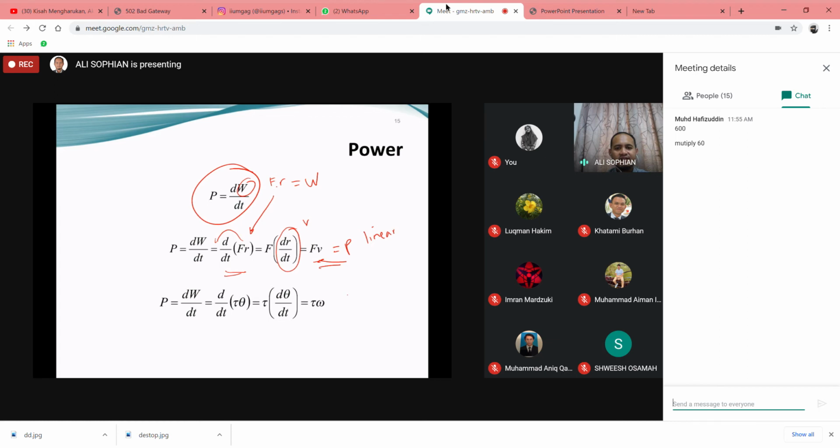The one for rotational is the one below here. It's very similar. If you follow it step by step, the analogy of force in rotational motion is torque, and for speed we have angular speed. So if you remember the equation for the linear, you can easily derive the one for the rotational.